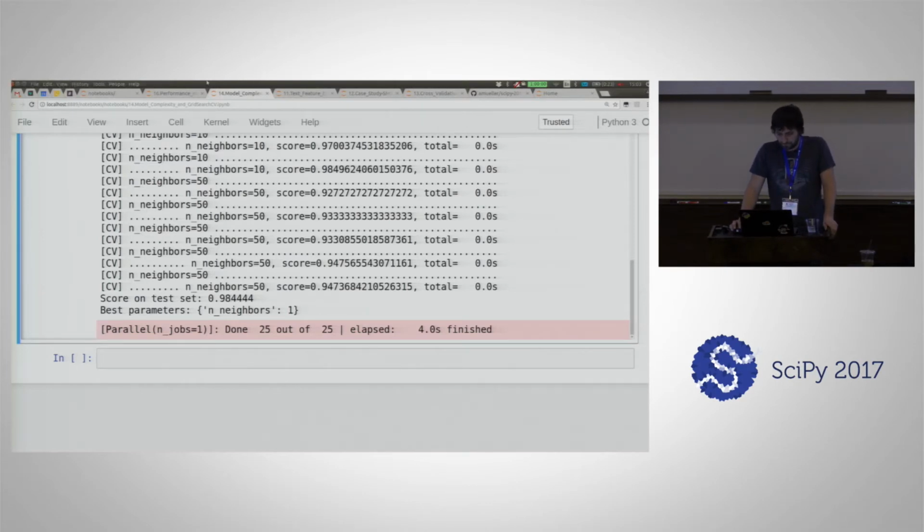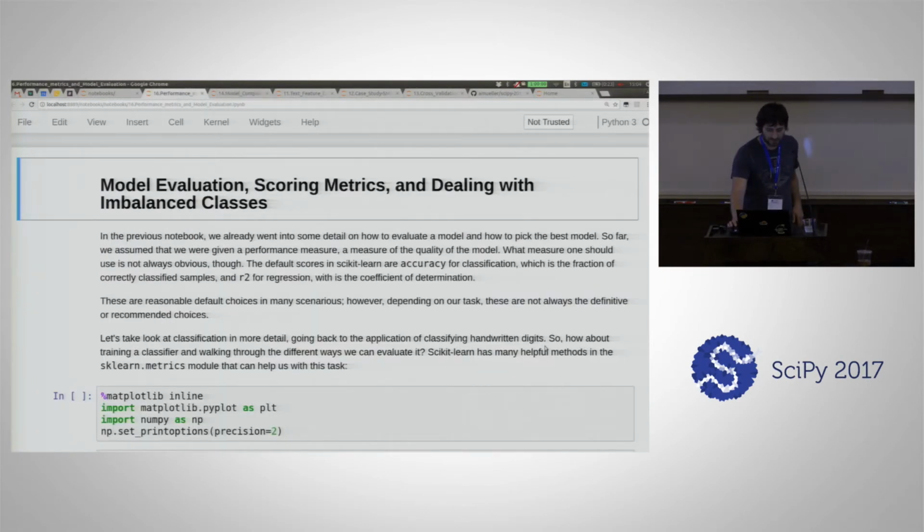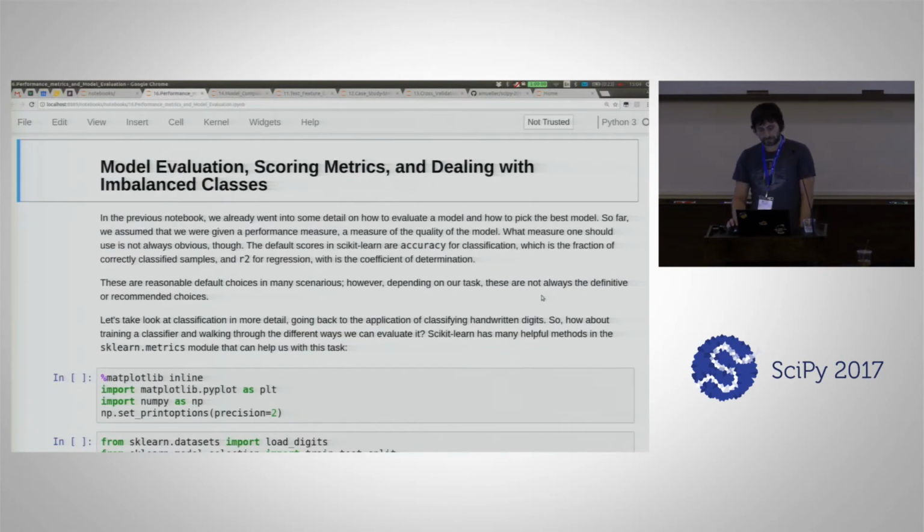So we're going to skip 15 because we don't have that much time. There's a method to chain multiple preprocessing steps and classifiers, which is really awesome. It's called pipelines, and you should read up on it. We're not going to do it. Instead, I want to talk a little bit more about model evaluation and scoring metrics.